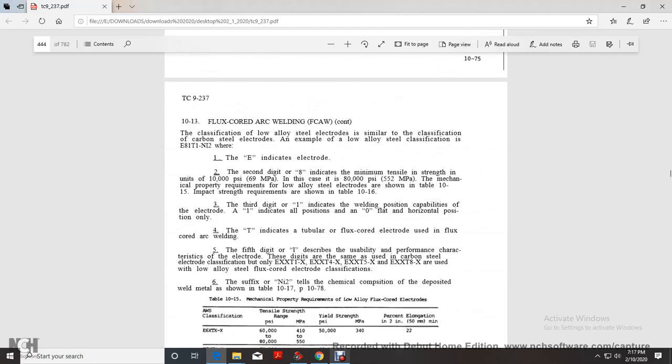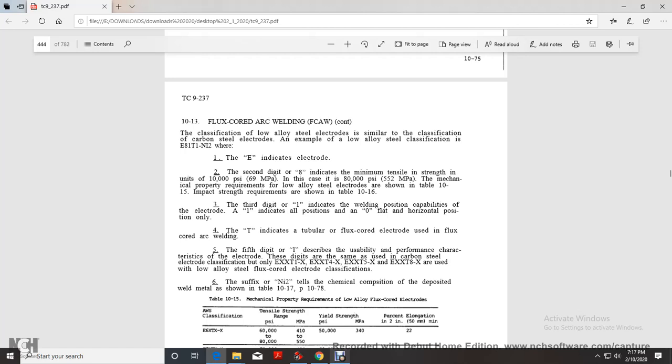The classification of low alloy steel electrodes is similar to the classification of carbon steel electrodes. For example, take the low alloy steel classification E81T1-Ni2. The E indicates electrode, and the second digit, 8, indicates the minimum tensile strength in 10,000 pounds, giving the 80,000 PSI mechanical property requirement of the low alloy steel electrode shown in Table 10.15. Impact strength requirements are shown in Table 10.16.